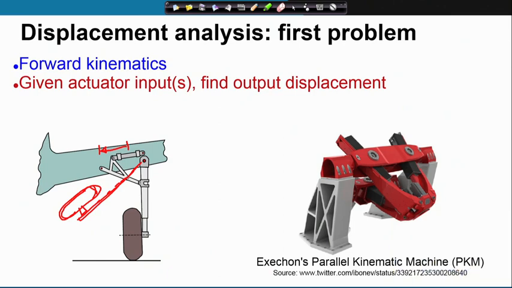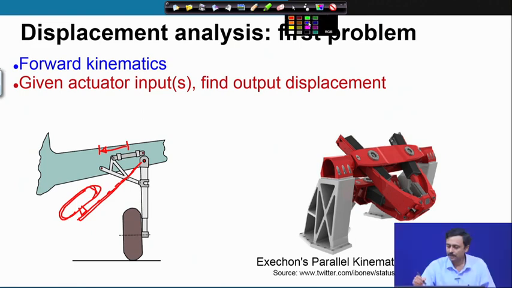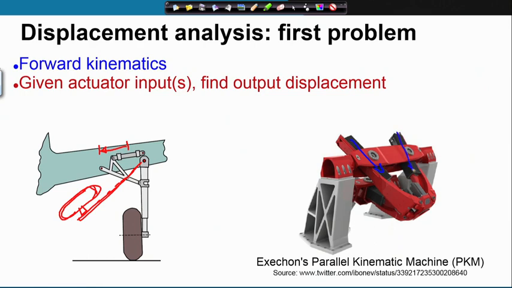Similarly, in this parallel kinematic machine, these are the actuators. If I specify this actuator, this actuator, and there is another actuator at the bottom, if I specify these 3 actuators, where is the end point, the end effector point? So, that is the forward kinematics problem.